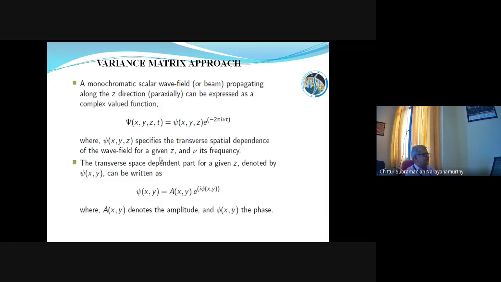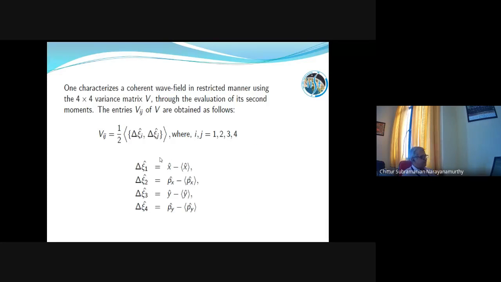So we assume that a monochromatic scalar wave field or beam propagating along the z direction can be expressed in this form. Psi is the amplitude, and e to the power minus 2 pi nu t is the phase of the light beam passing through the turbulence. The transverse phase dependence, apart from z, can be given in this form, where A(x,y) denotes the amplitude. Now we can find this using the variance matrix. There are different constituents of this variance matrix.